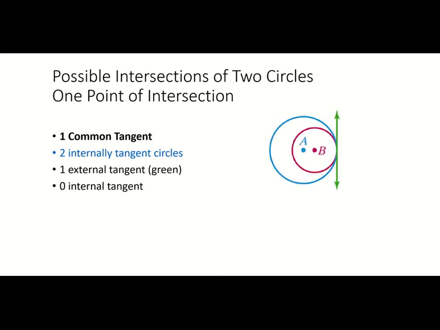Next, we have two circles that are not concentric. So they don't share a common center, but they do share a common point on the circumference of each circle. So we have a line that is tangent there.